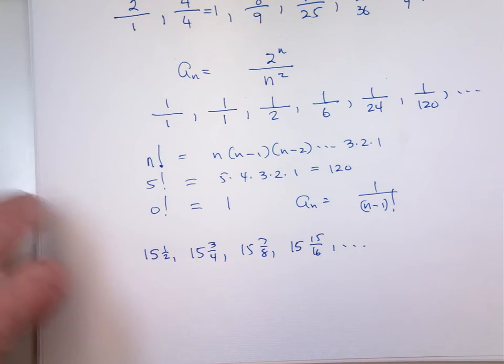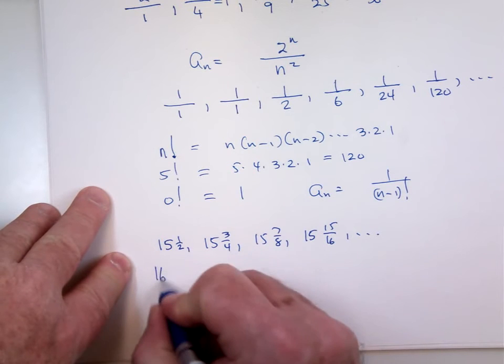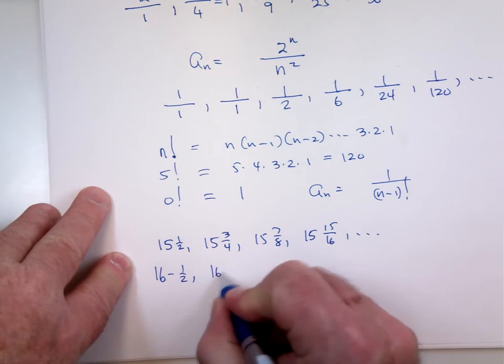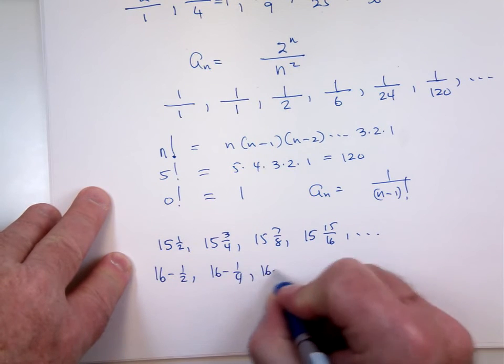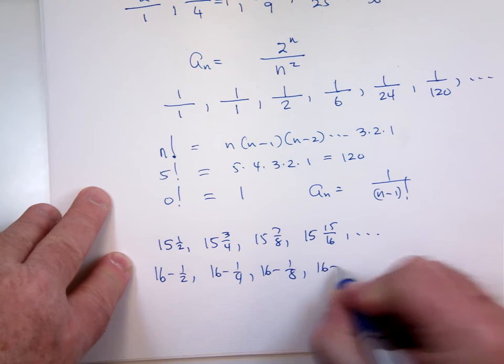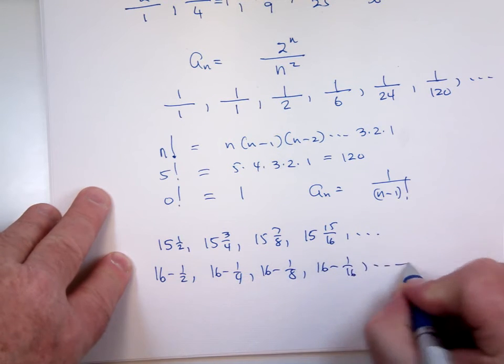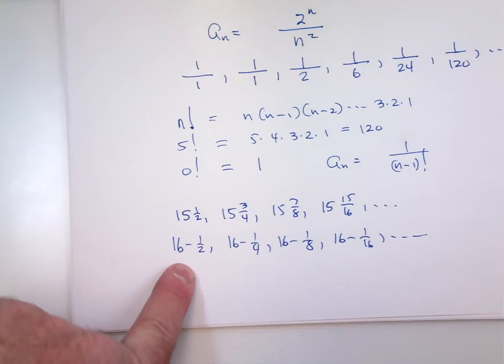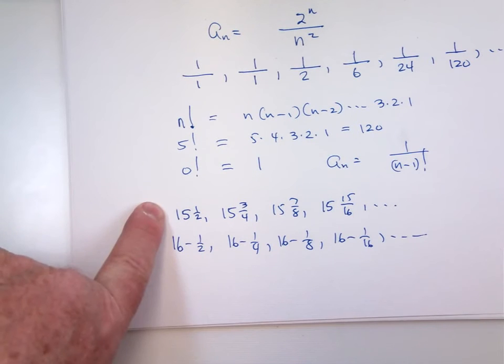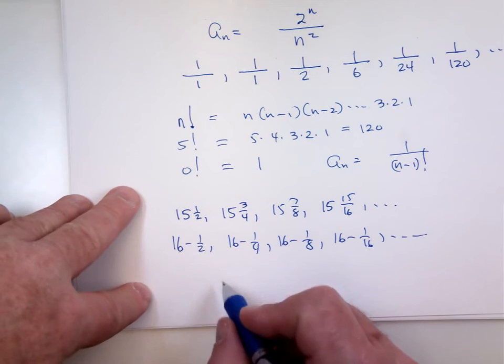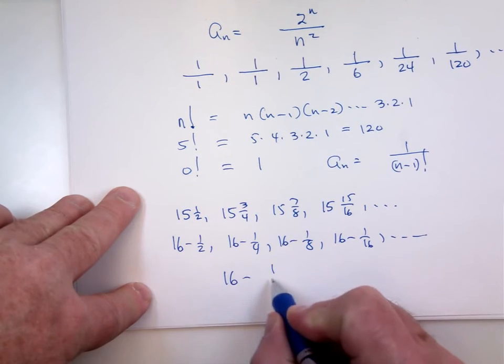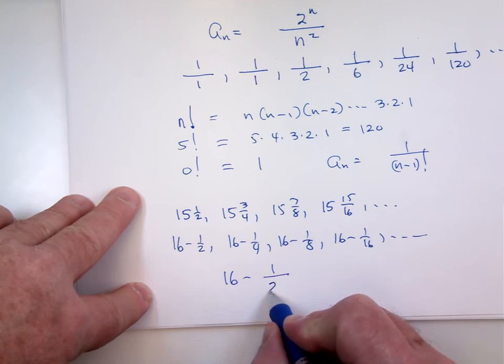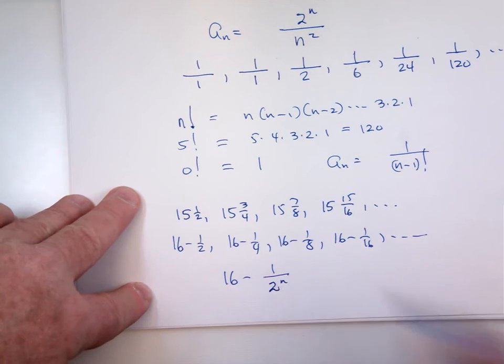Actually, you're probably better off thinking about it this way. 16 minus a half, 16 minus a fourth, 16 minus an eighth, 16 minus a 16th, etc. What about the nth term for this sequence, which is the same as this one? Is it 16 minus 1 over 2 to the n? You got it.